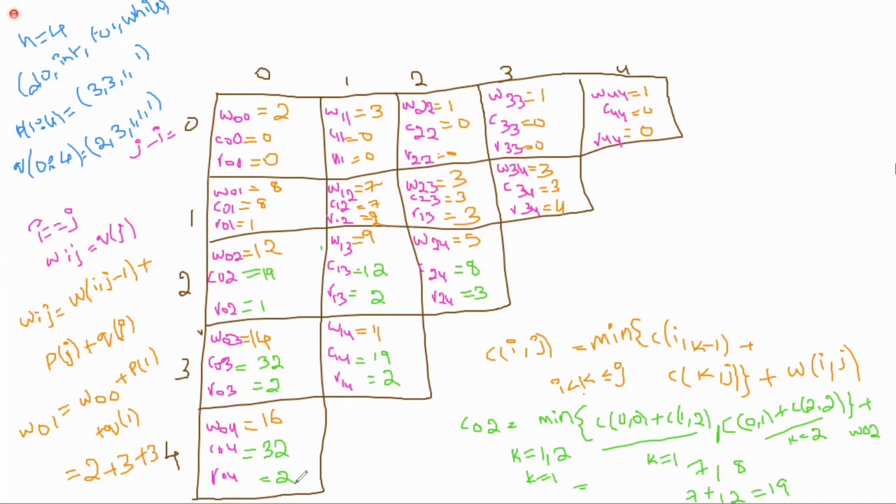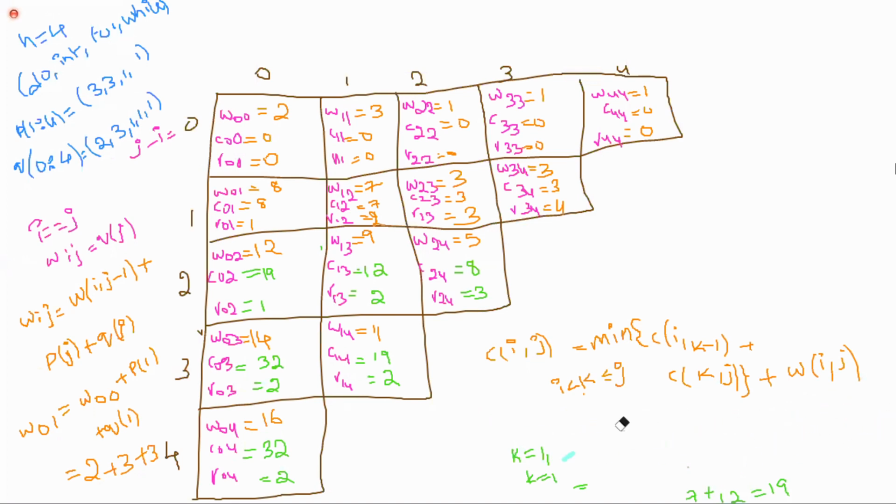Which one? C13. Ma'am, for C13 should we consider 1, 2, 3, or only... Okay, I'll tell you. Still, those who are having confusion, observe here. C13 is equal to the minimum over k, where k is in between i and j, and it may be equal to j. So it is greater than i, which means the possible value is only 2, and less than or equal to j. So we consider k equals 2 and 3.